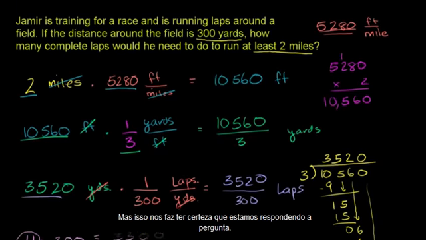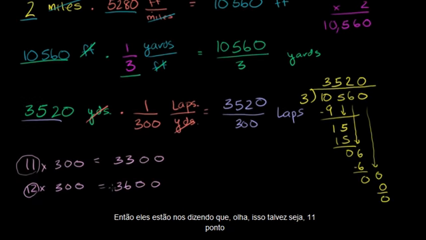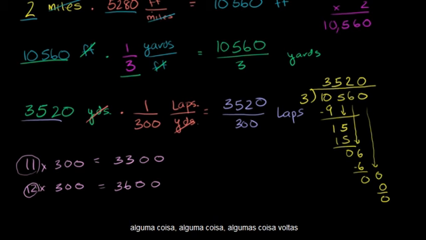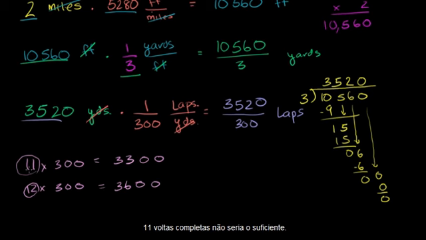But let's make sure we're answering their question. How many complete laps would he need to do to run at least 2 miles? So they're telling us that this might be 11 point something something something laps, and that would be the exact number of laps to run 2 miles. But they say, how many complete laps does he have to run? 11 complete laps would not be enough. He would have to run 12.